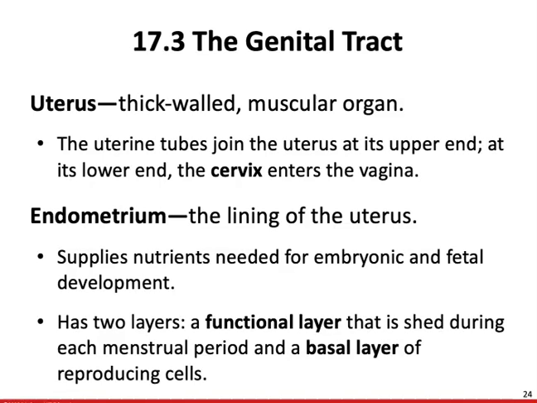A hysterectomy is going to be a complete surgical removal of the uterus. An ovohysterectomy is when you remove both the ovaries and the uterus. The endometrium is going to be the lining of the uterus. This is going to be responsible for supplying nutrients needed for embryonic and fetal development, and it's got two layers. There's a functional layer that is shed during each menstrual period and a basal layer that is responsible for reproducing cells. The functional layer is going to vary in thickness according to a monthly cycle called the uterine cycle, and we'll go through both the ovarian and the uterine cycles a little bit later on.